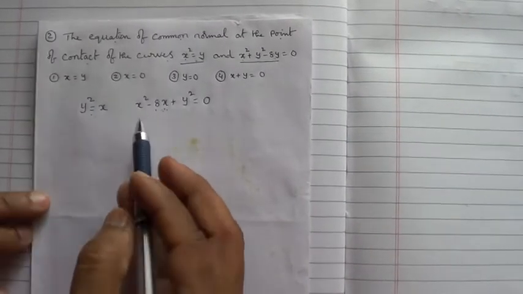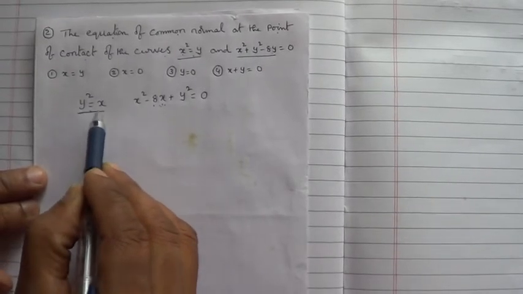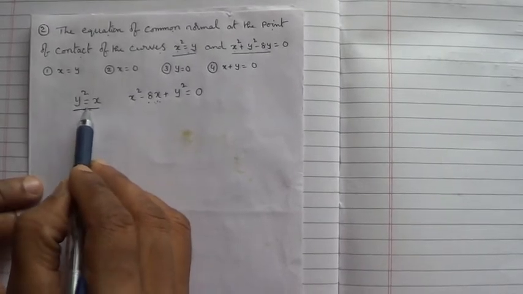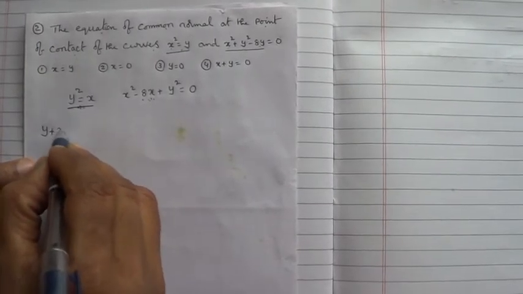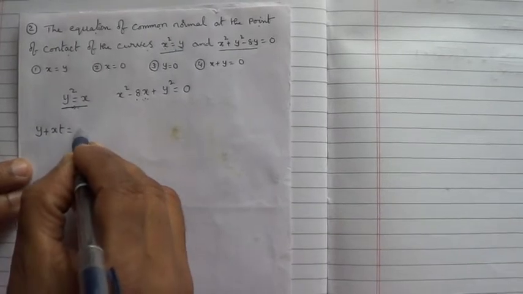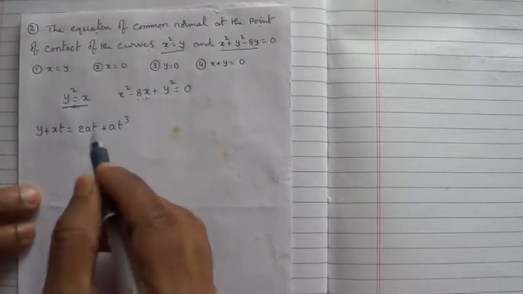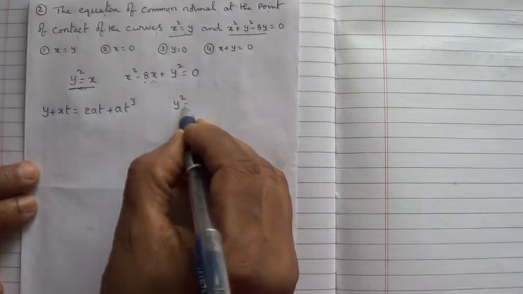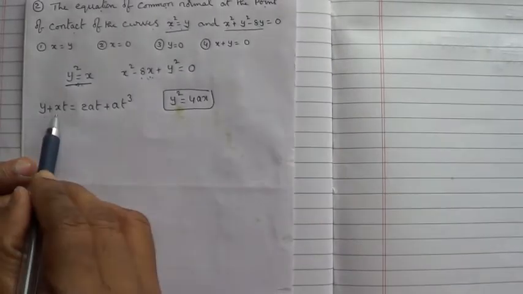Why we are doing like this? Because it is the standard form of the parabola y square is equal to 4ax. For this we can find out the equation of normal in the standard form. Tell me what is the equation of the normal in standard form? The equation of the normal in standard form is y plus xt is equals to 2at plus at cube. This is the equation of the normal to the parabola y square is equals to 4ax. I hope everyone knows this one in first year parabola. Y plus xt is equals to 2at plus at cube.